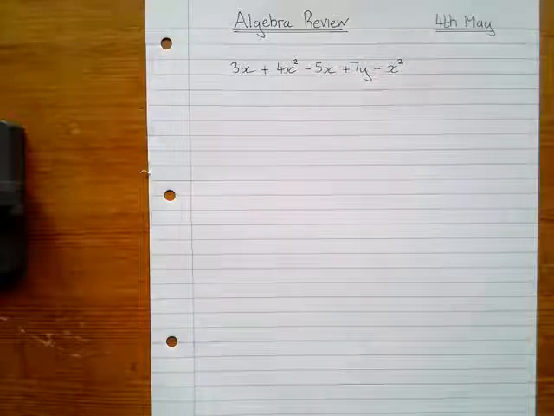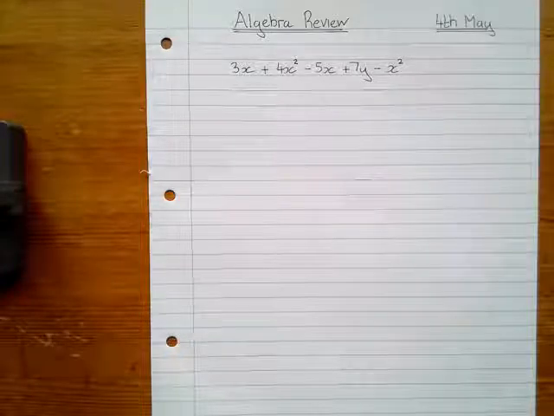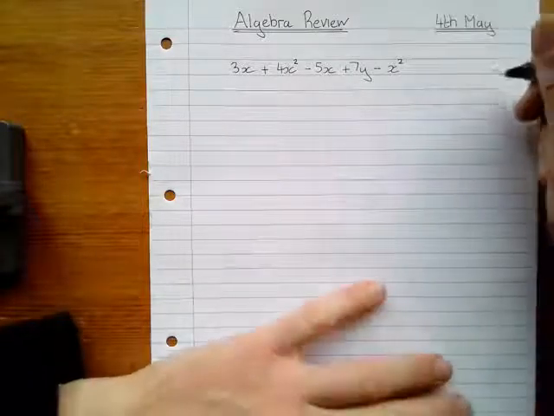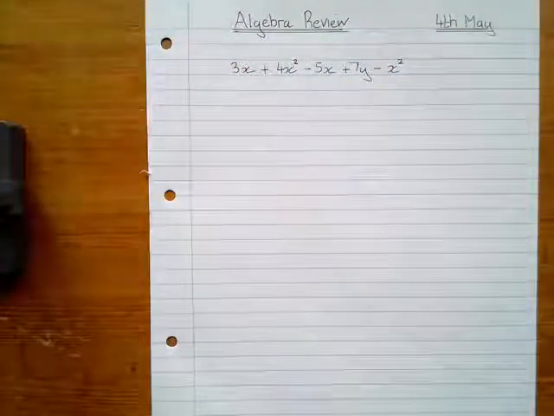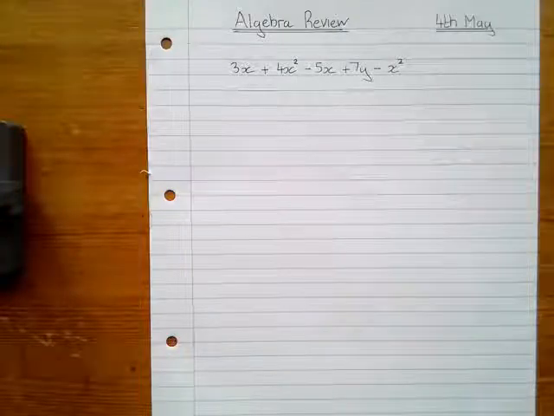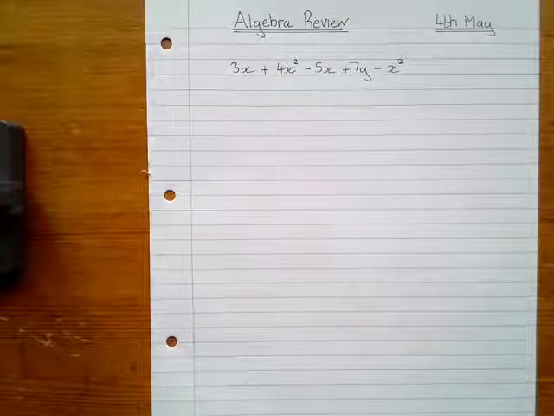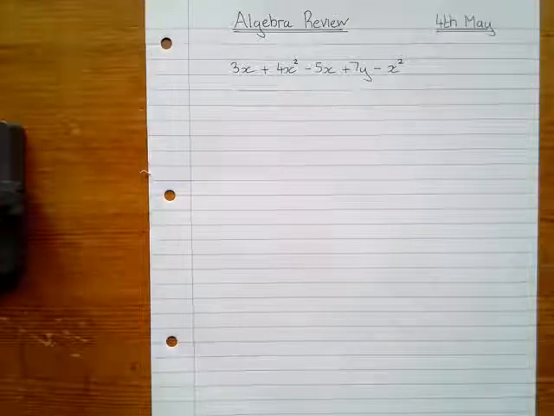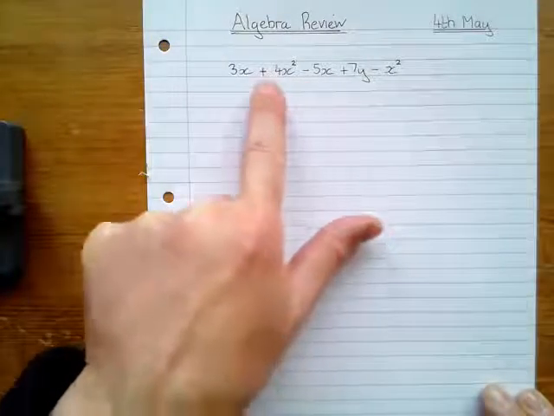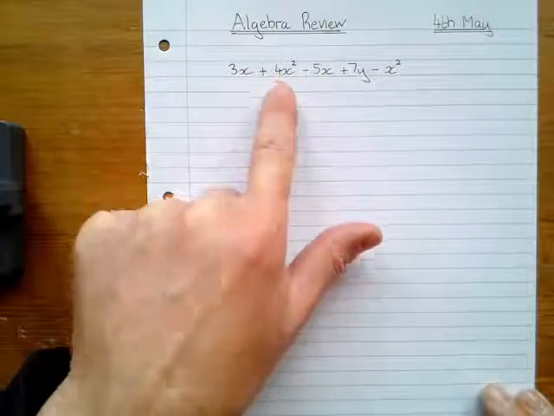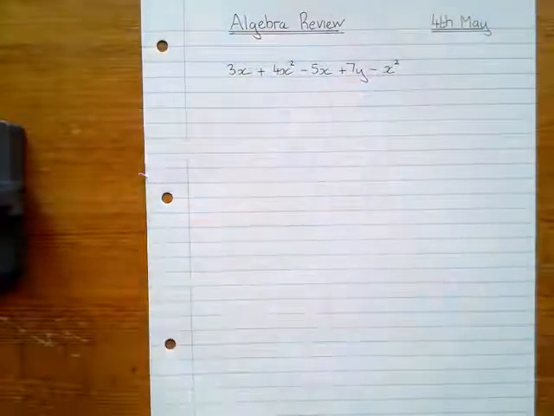Now, an expression is made up of individual bits of algebra which are called terms. So the whole thing's called an expression, and the individual bits here are called terms. And they come in different sorts. You get things called x terms. I wonder if you can see which ones in there are the x terms. Pretty obvious, really. It's that one and that one. These are not x terms. These are x squared terms. And this is a y term. It's pretty obvious, really, isn't it?